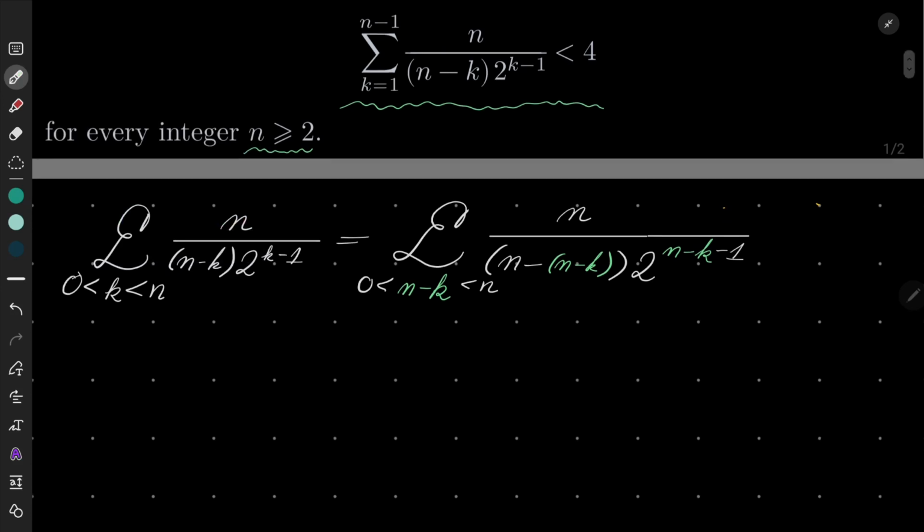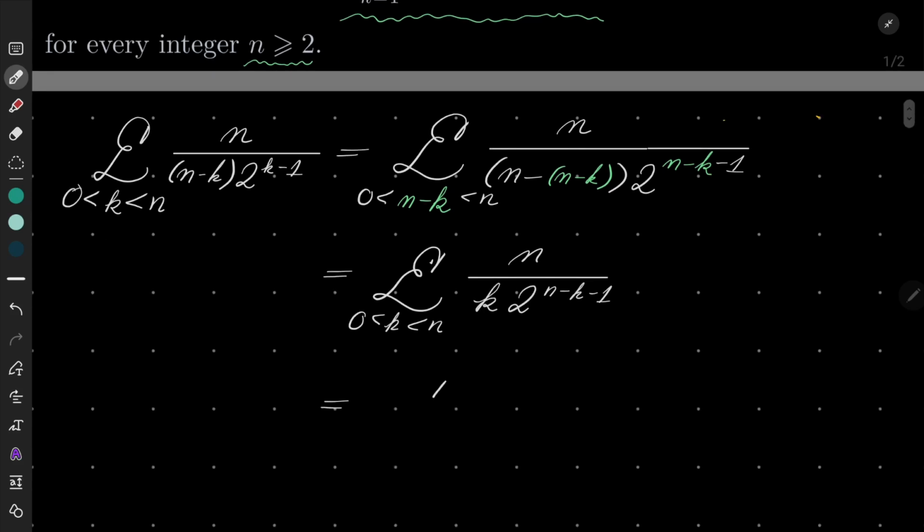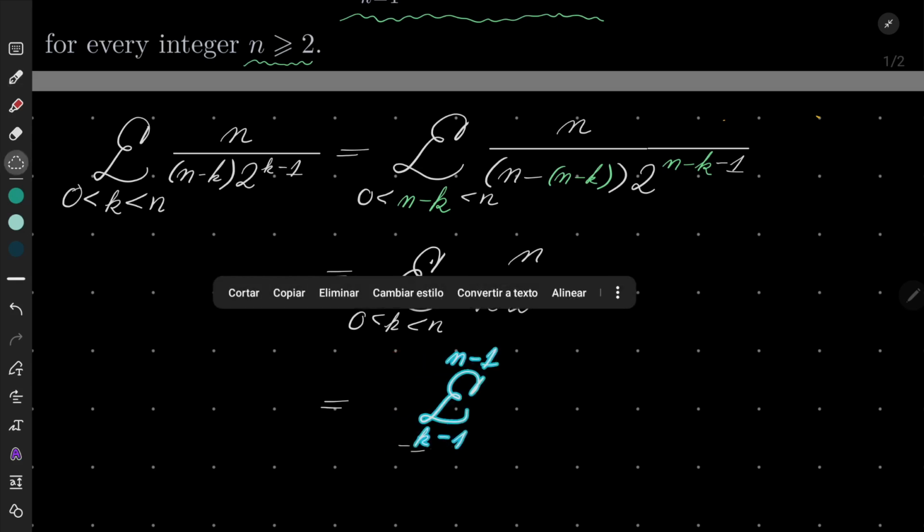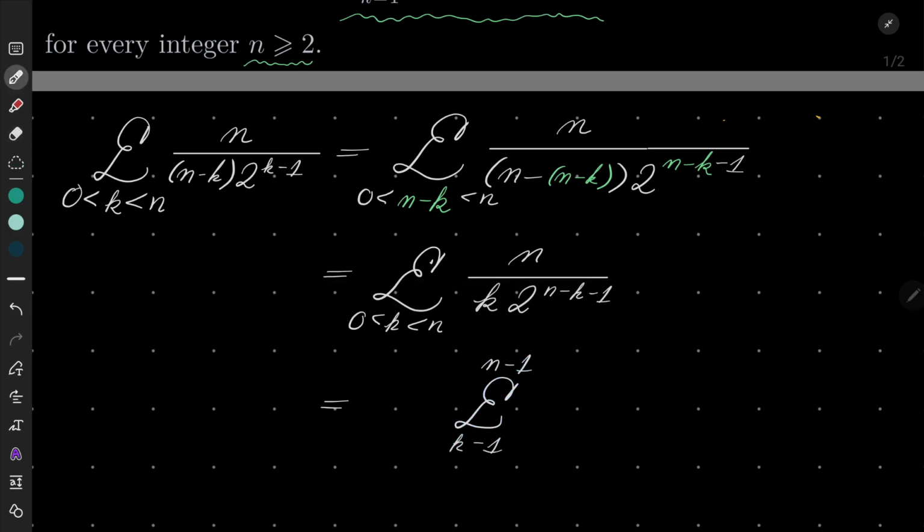Okay. And now let's simplify our sum a little bit. Our sum, if you solve these inequalities, k goes from 0 to n again, n over k times 2 to the power n minus k minus 1. And finally, let's write it as k goes from 1 up to n minus 1, and let's take n over 2 to the power n minus 1 in front of our sum, because we are summing over k.